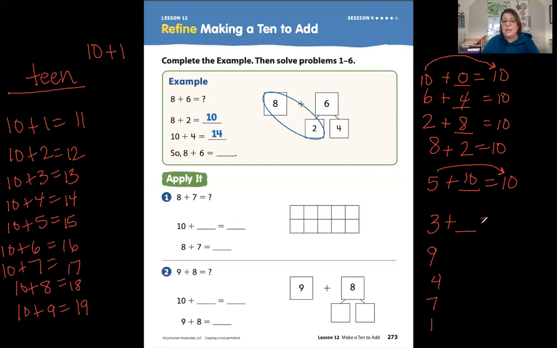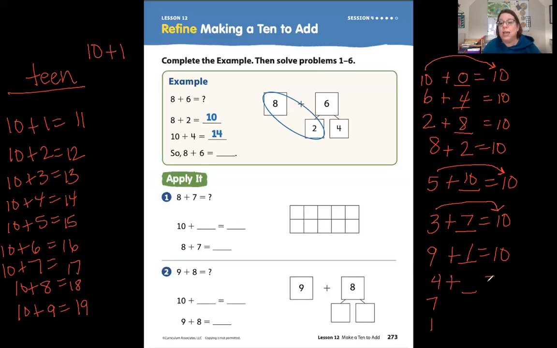And 3 plus what equals 10? Remember, we have 3. We can count on to the whole, from the part we know up to the whole. Or we can start at the whole and take away the part. If I have 10 and I take away a part, what's left? Right, 7 is left. 3 plus 7 equals 10. Now I have 9. How many more do I need to get to 10? 1. 9 plus 1 equals 10.